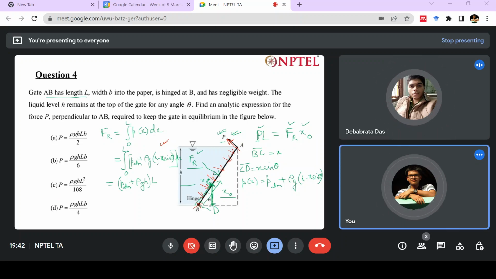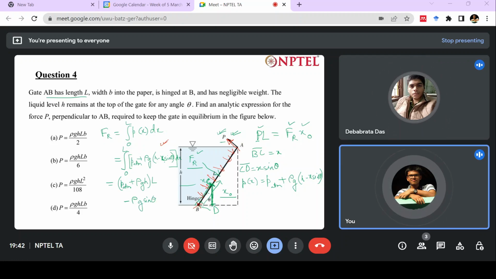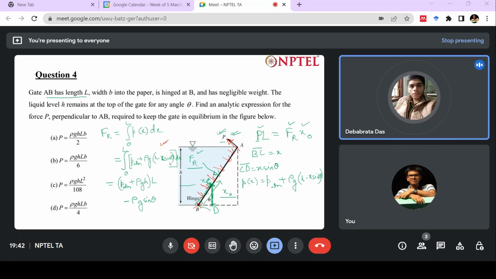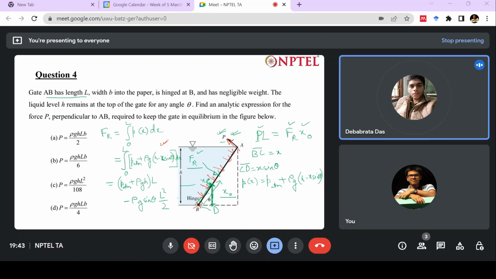Now minus rho g sine theta, and now the integration of x dx. What will that be? X square by 2. Correct. So from 0 to L, this is L square by 2. Is that fine? Yes, sir.